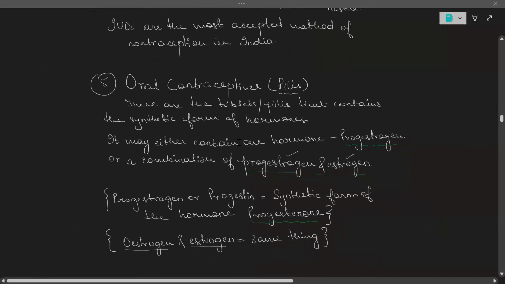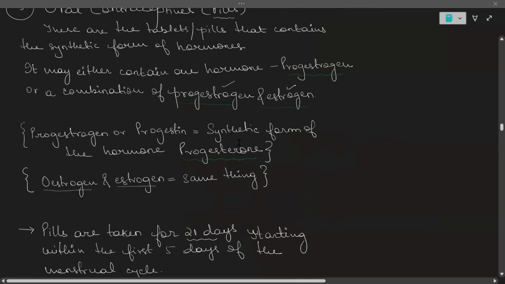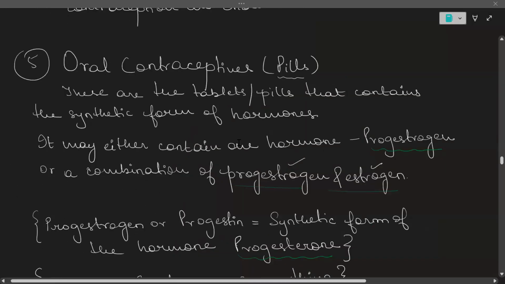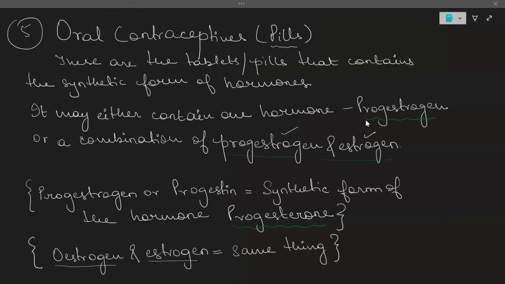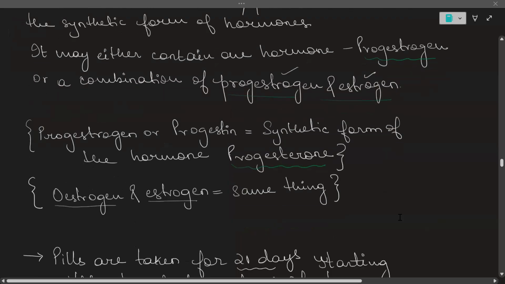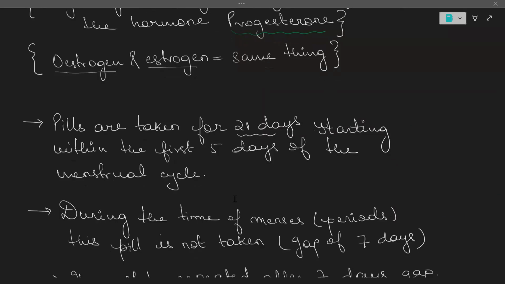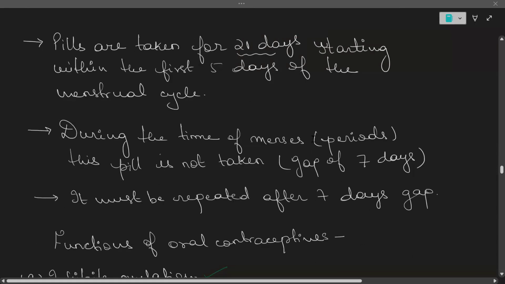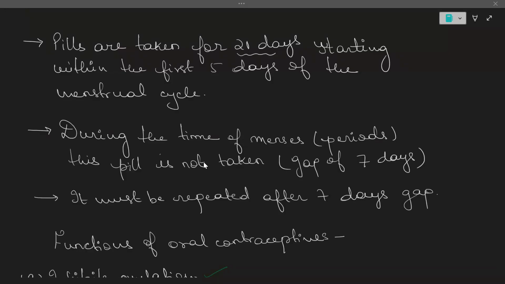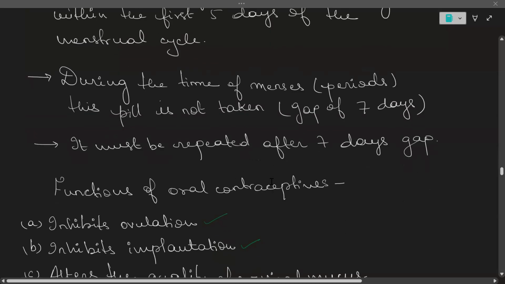After that, we have the oral contraceptive. Here, certain combinations of hormones in the form of tablets or pills are taken. It may contain progesterone or a combination of progesterone and estrogen. These are synthetic forms of hormones. Pills are taken for 21 days, starting within the first 5 days of the menstrual cycle. Then during the time of menses, the pill is not taken for a gap of 7 days and then repeated yet again once the periods are over.